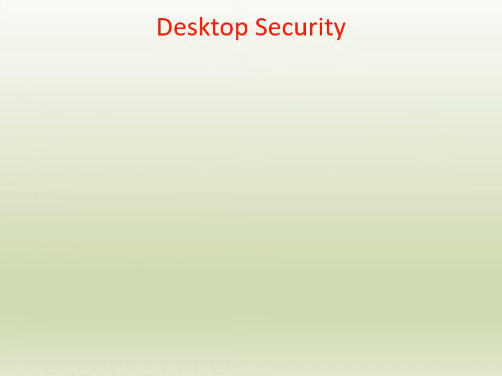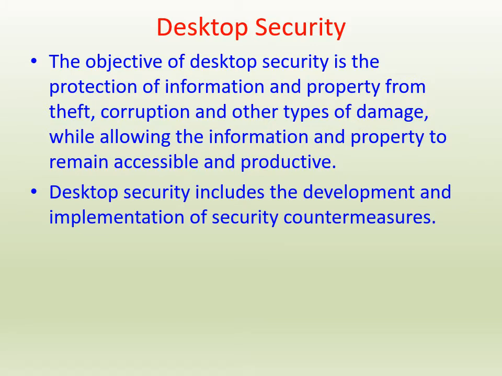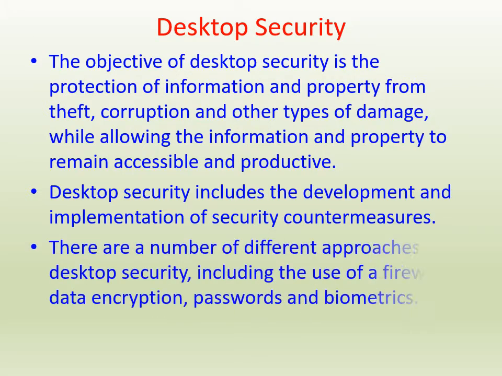Desktop security. Desktop security includes the protection of information and property from theft, corruption, or any other type of damage while allowing information to remain accessible and productive. Desktop security includes development and implementation of security countermeasures. There are a number of different approaches for desktop security, such as use of a firewall, data encryption, passwords, and biometrics. Let's see them one by one.